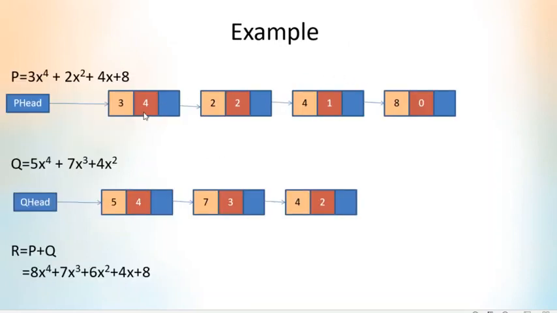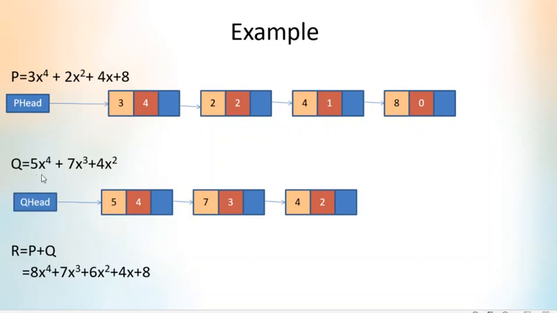So this is the first polynomial p. P is equal to 3x raised to 4 plus 2x square plus 4x plus 8. Here we can see the linked list representation of this polynomial. In the first node 3 is the coefficient, 4 is the exponent. In the second node 2 is the coefficient, 2 is the exponent. In the third node 4 is the coefficient, 1 is the exponent. And in the last node 8 is the coefficient and 0 is the exponent.